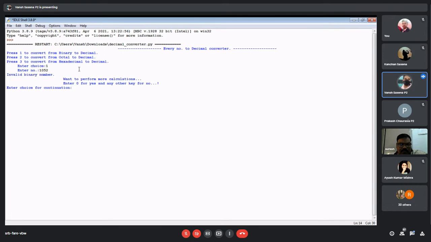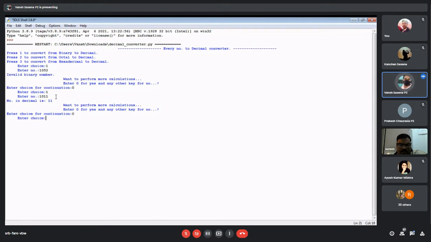Now, want to perform more calculations? Enter 0 for yes and any other key for no. So I am entering 0 because I want to perform more calculations. Now I am giving 1 because I want binary to decimal conversion. Now I am giving a pure binary number and it will not give any error, I bet. So the number in decimal is 11. Again I want to perform more calculations, so that's 0.